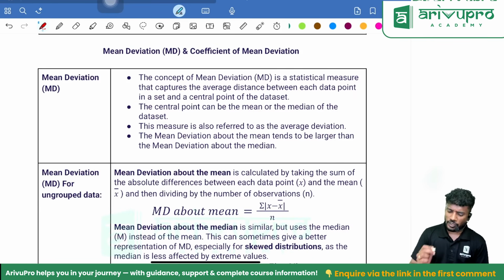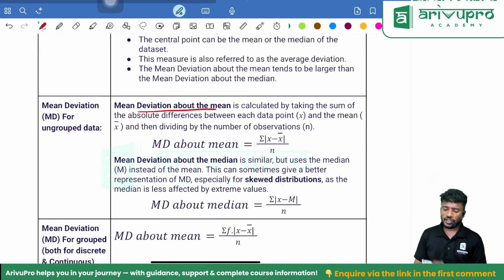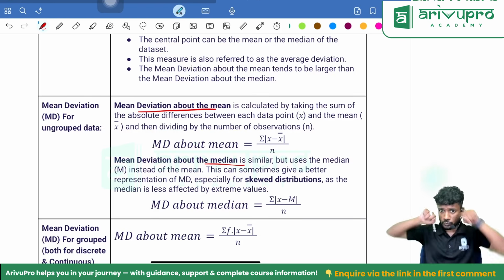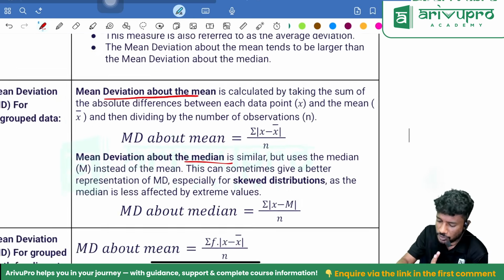Now, mean deviation and coefficient of mean deviation. Now, we will be studying for grouped as well as ungrouped. Now, the first one is mean deviation about mean. We will be taking with respect to mean and we will be taking with respect to median also. But at certain times in your exam, there will be a question based on mean deviation about mode. That time what will you do? No? What will you do? You will do the question based on this concept itself.